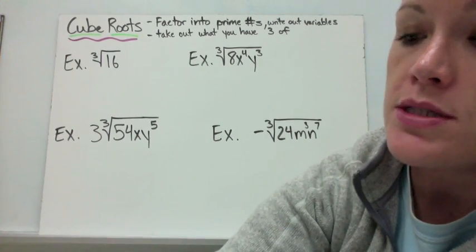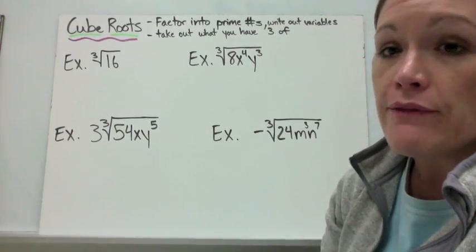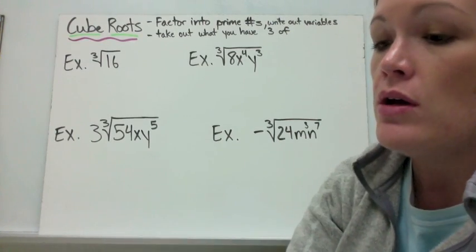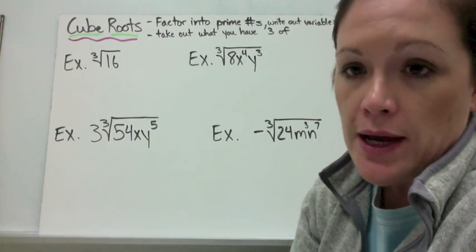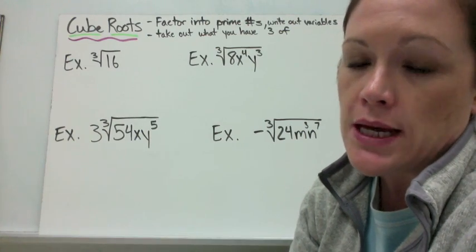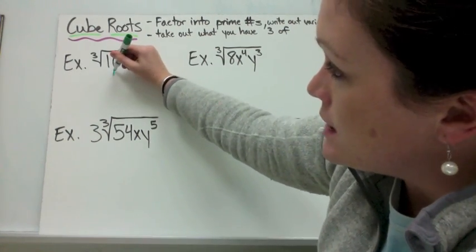So with cube roots, the directions are very similar, except on these you're going to take out what you have 3 of. The root number, like on those, they were square roots, so we took out things we have pairs of. So for cube roots, you want to take out things you have 3 of. If you don't have 3 of something, you can't take anything out.